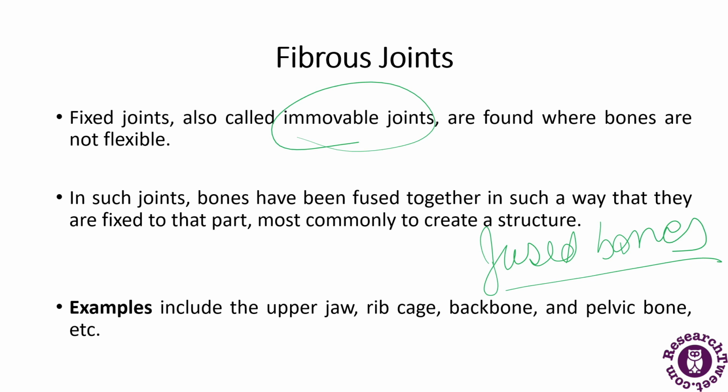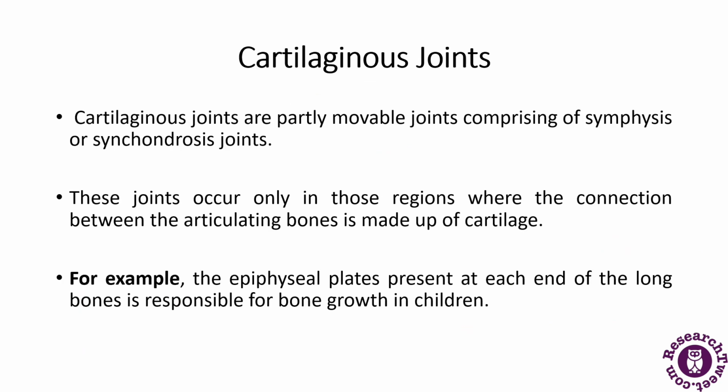And other examples include the upper jaw, rib cage, backbone, pelvic bone, etc. So these are some of the other examples. Next is the cartilaginous joints. They are partially movable joints which comprise symphysis or synchondrosis joints. These joints occur in those regions where the connection between the articulating bones is made up of cartilage.